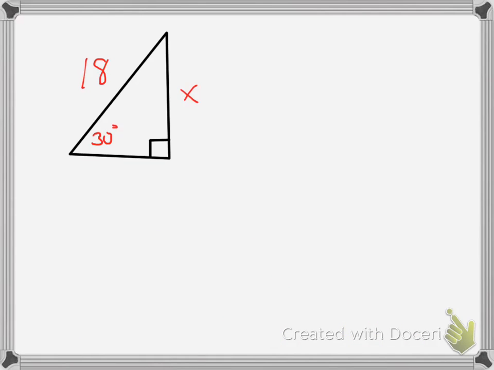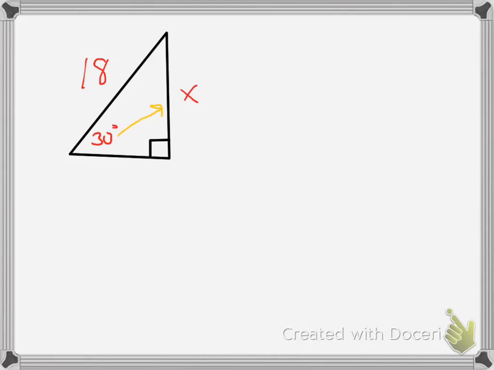Let's look at an example. Let's say I have this triangle right here, and it's a right triangle, because I need a right triangle to use these ratios. I have the angle 30 degrees down here on the lower left, and then I have this x on this vertical side here, and 18 on this other side. Again, I have to identify what these sides are in relation to the 30-degree angle measure.